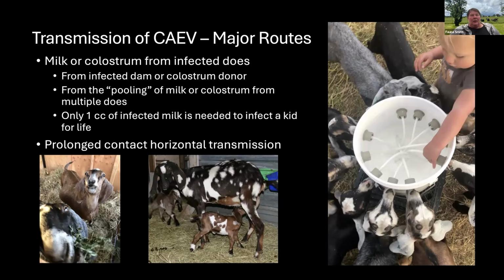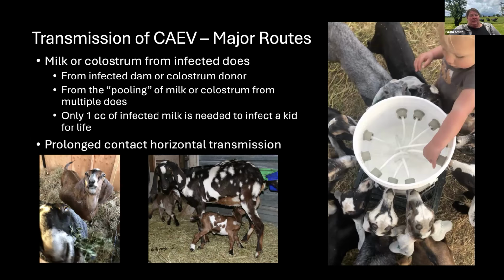In terms of raising dairy goats, it can be hard to control in the dairy goat if we don't institute some sort of measures, because we tend to pull kids and then we pool milk and we feed milk back to them. And because the infectious dose of milk is only about 1 cc of infected milk to infect a kid, if you put one positive doe into your pool of milk or colostrum and you feed that to all your babies, then you can infect all of your babies.